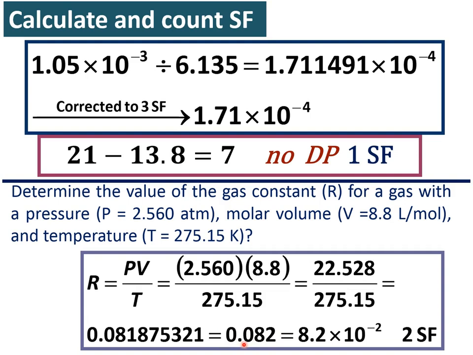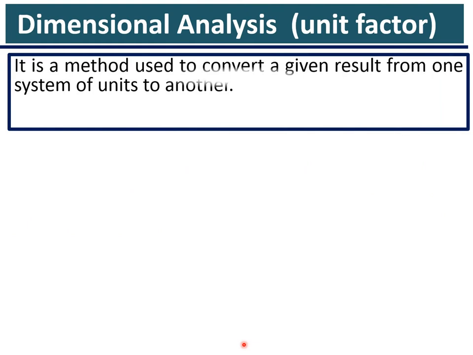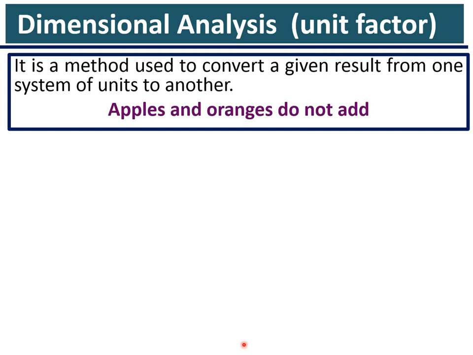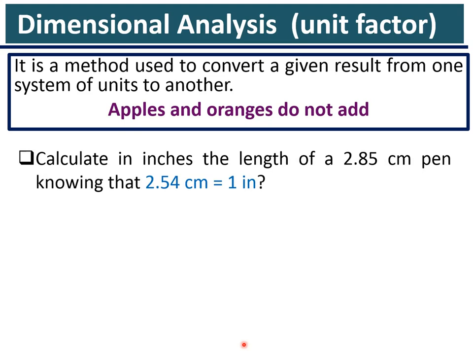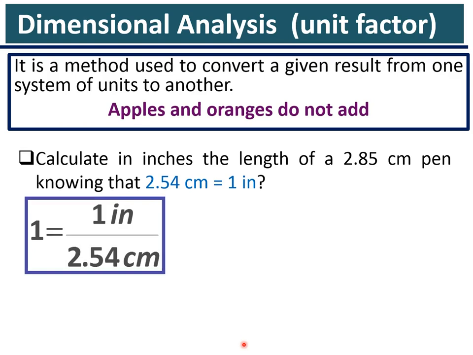Dimensional analysis, this is if you convert from one unit to another unit, but remember this rule: apples and oranges do not add. You cannot convert length to time. For example, length and time do not add together. Okay, so you can convert, of course, but you should keep the dimension. Okay, here calculate in inches the length of 2.85 centimeter bin, knowing this rule. How about this rule? All these figures.